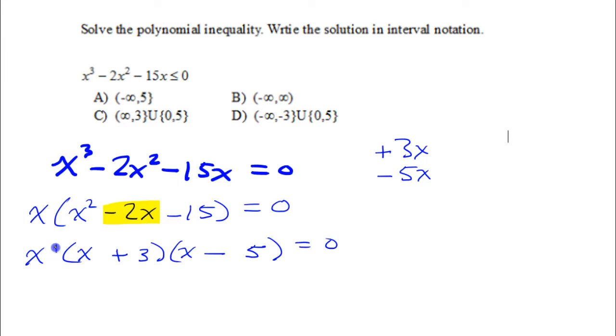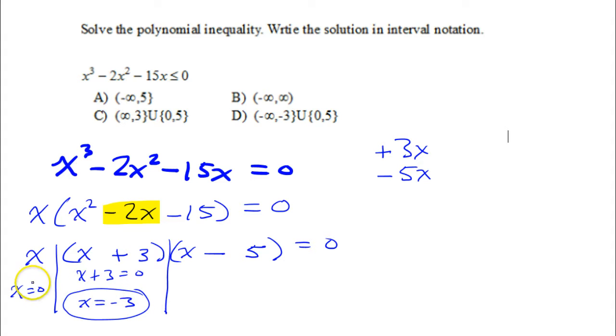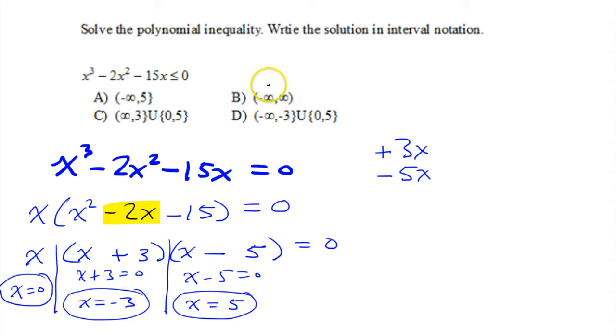Now I will set each of these factors equal to 0, starting with x equals 0. If I do x plus 3 equals 0, I get x equals negative 3. And if I set x minus 5 equal to 0 and add 5 to both sides, I get x equals 5. So these are my border points, my critical values, which I will graph on a number line.